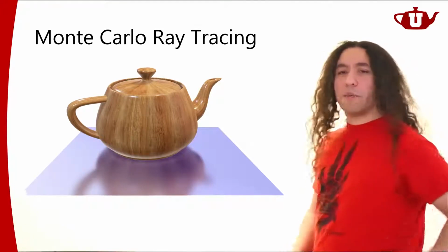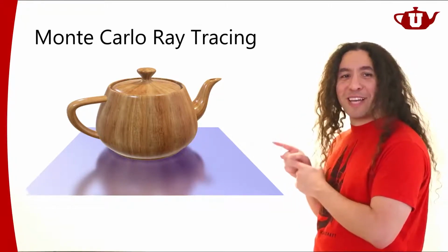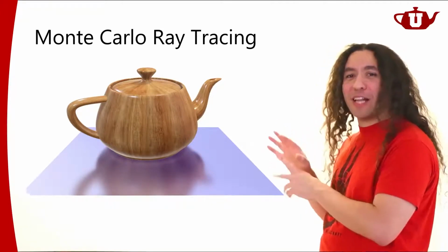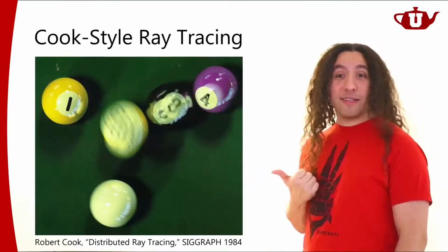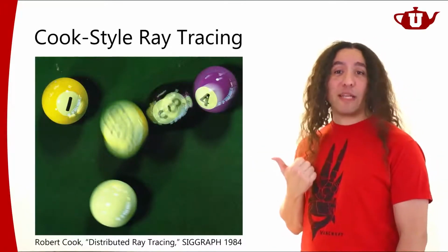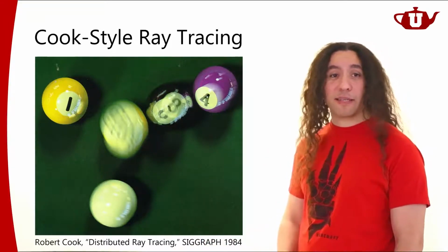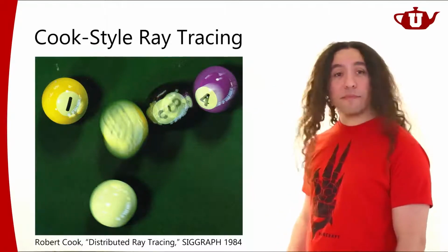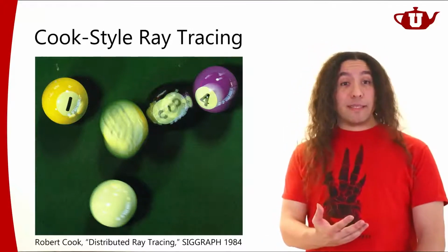Well, okay, to be honest, this is not an image that's generated using Monte Carlo sampling. It's just a representative image, so don't pay too much attention to this. I'm just trying to tell you that we can do stuff like this. But this is an image generated using Monte Carlo ray tracing, or distributed ray tracing, that was called at the time, or Cook-style ray tracing. Right?